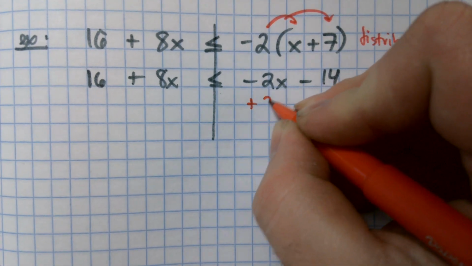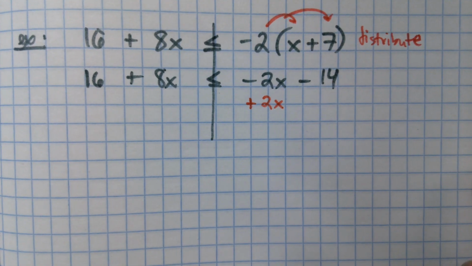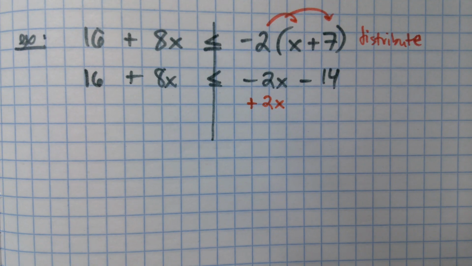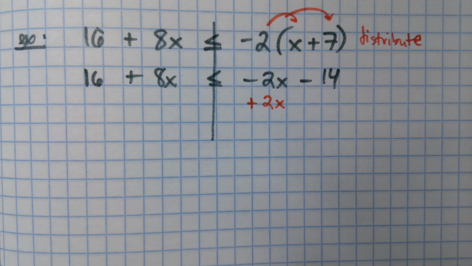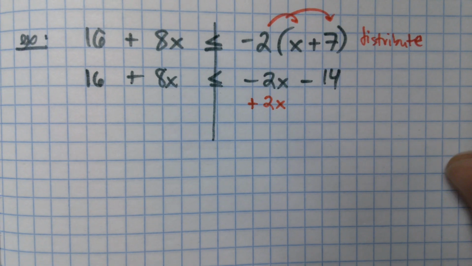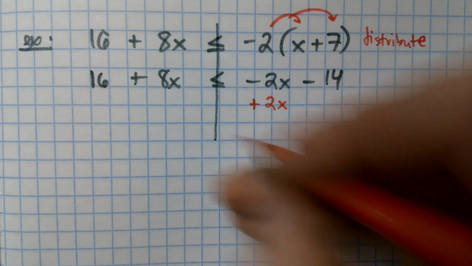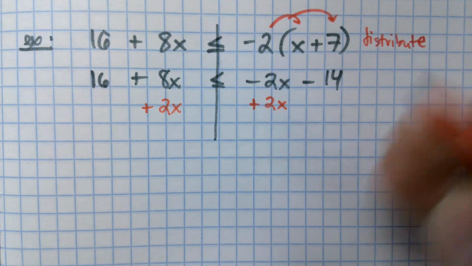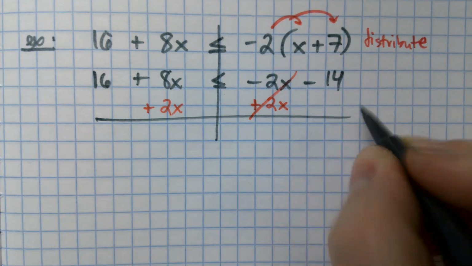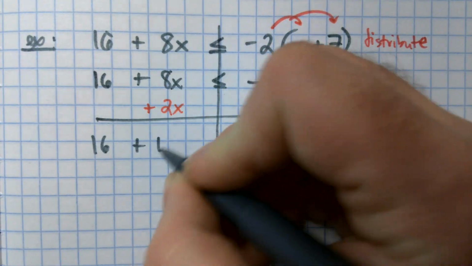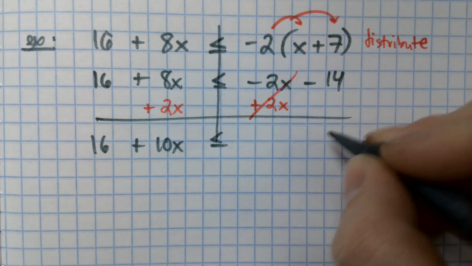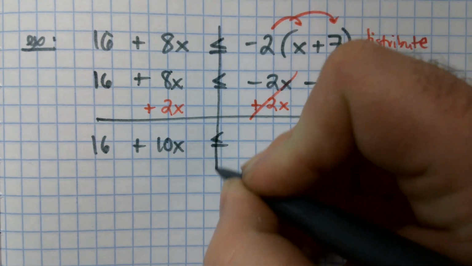Remember, in an equation, it doesn't necessarily matter. Here, it doesn't really matter either. But in set notation, my variable has to be on the left. So we might as well keep it that way and move our variable term to the left, right? What is 8x plus 2x? 10x. 16 plus 10x is less than or equal to negative 14.